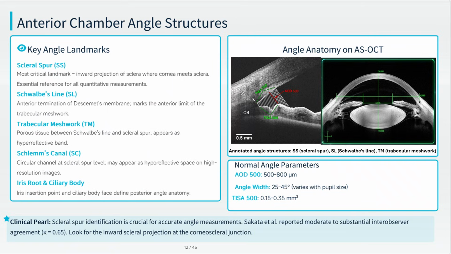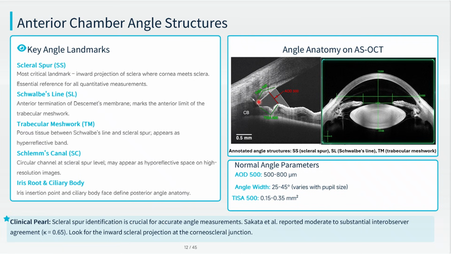This is more detailed information about the structure of the angle, and this is one of the main advantages of the anterior segment OCT, to study in detail the angle structure. The most important structure is the scleral spur, which is the inward projection of the sclera, at the junction between the cornea and the sclera. And this is the reference for any quantitative assessment or measurement of the angle.